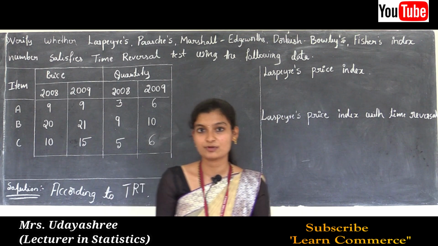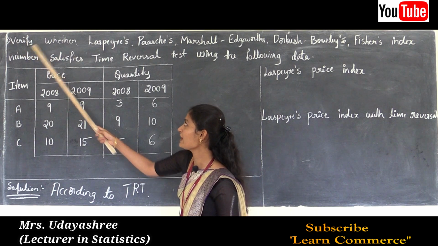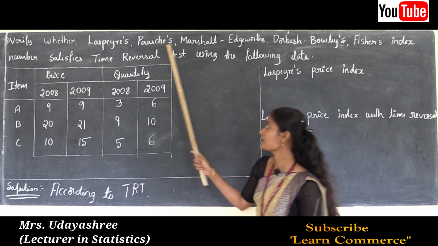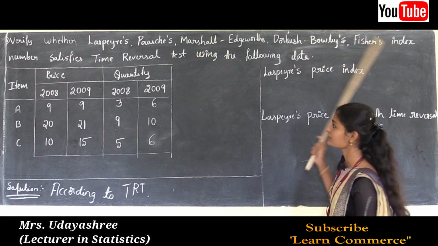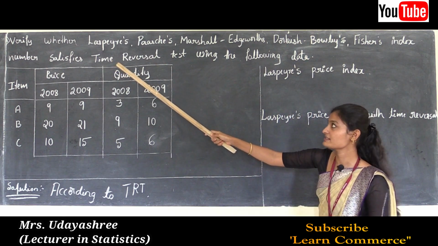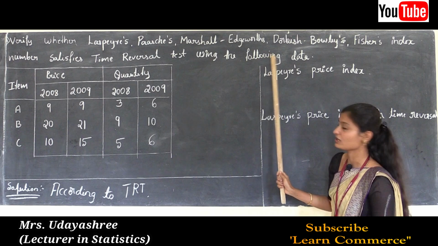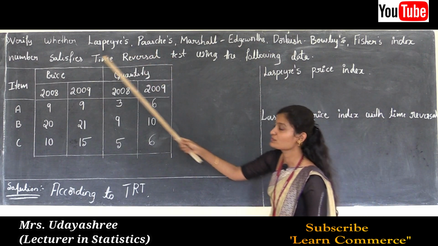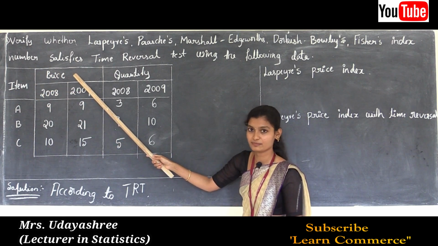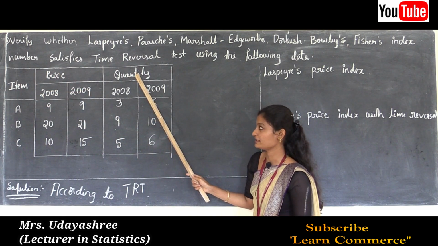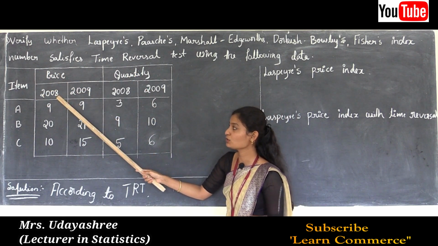Let us see the first problem, that is verify whether Laspeyres, Paasche's, Marshall-Edgeworth, Drobish-Bowley's, Fisher's index number satisfies time reversal test using the following data. See, here the observations are given. The first column is item, second column is price, the last column is quantity. Here price, under that two columns are there.